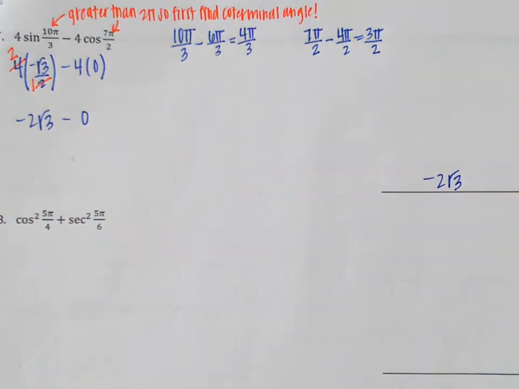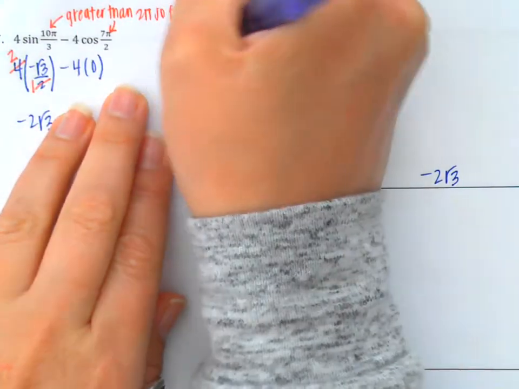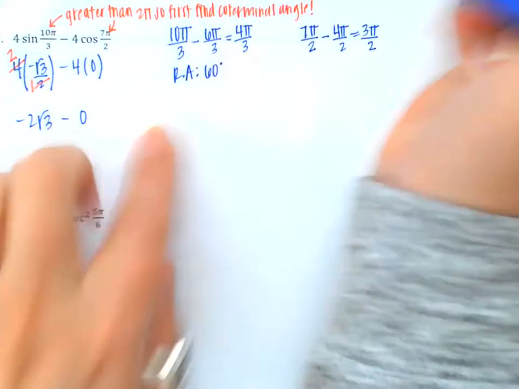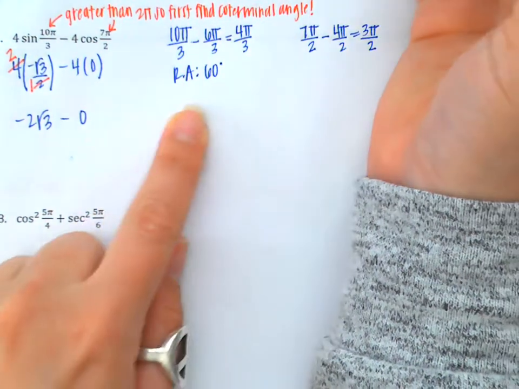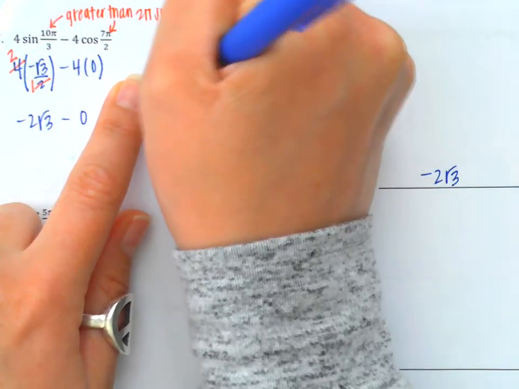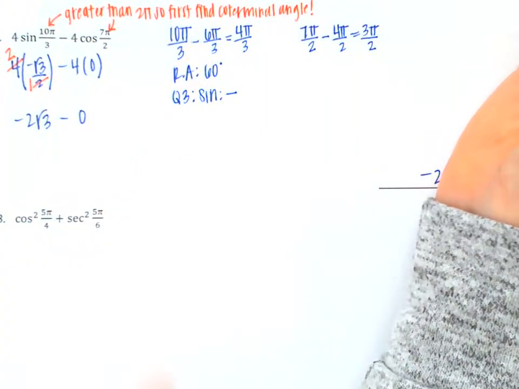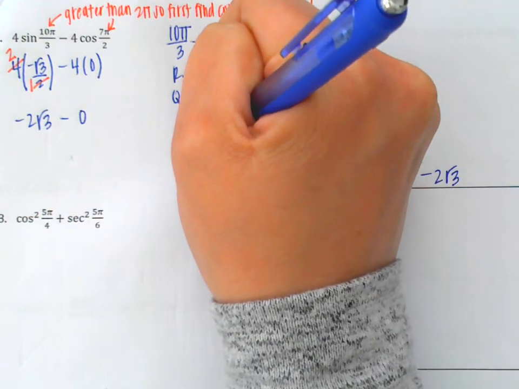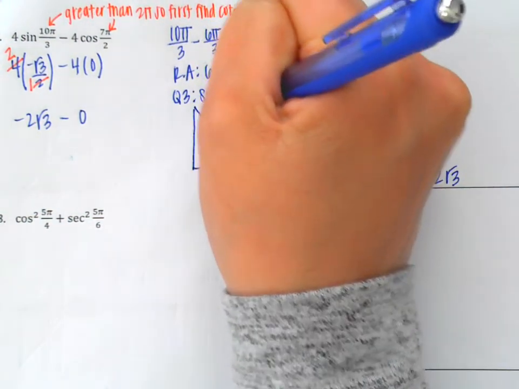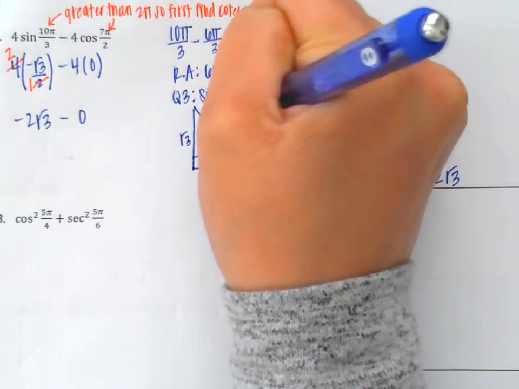Okay, so now let's go to using the reference angle method. So the reference angle, we look at the denominator for 4 pi over 3. The reference angle here would be 60 because of the 3 in the denominator. And then 4 is 1 more than 3, so that tells me it's going to be in quadrant 3. And in quadrant 3, sine is negative. And then I would draw my special right triangle. So 1, rad 3, and 2.